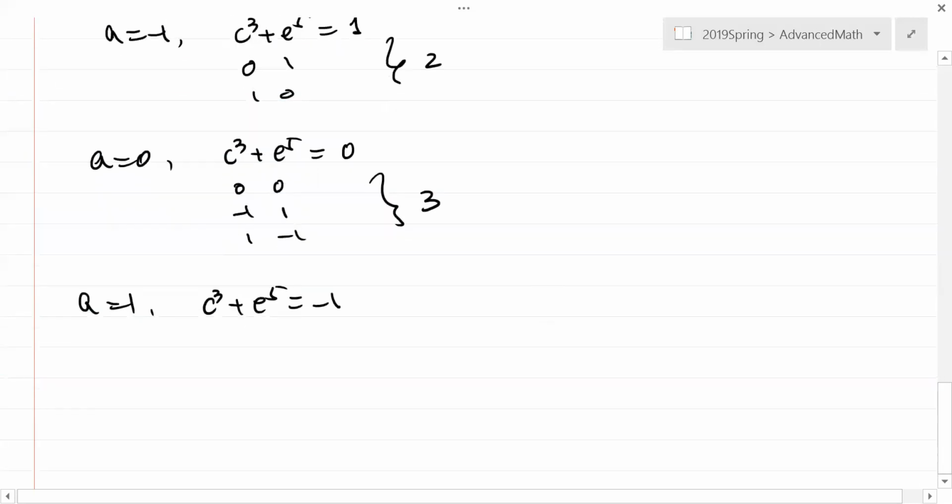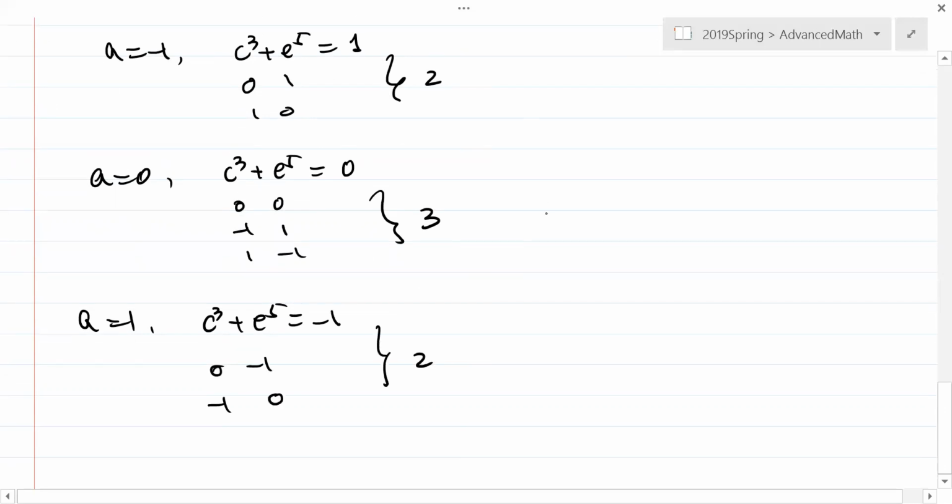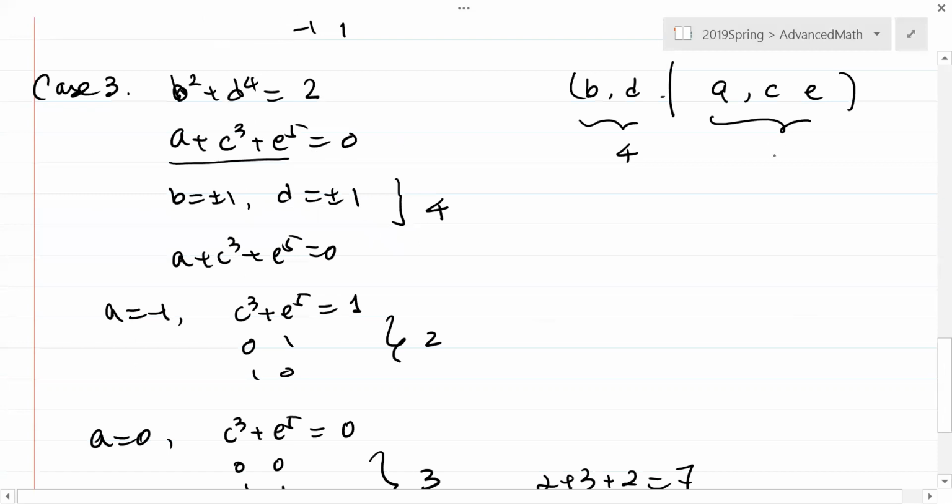And for the -1, it's the same as the positive one case. And 0, -1, -1, 0. So it's 2. So total is 7. 2 plus 3 plus 2 is 7. Then you add them together. You put a 7 here. 4 times 7 is going to be 28.